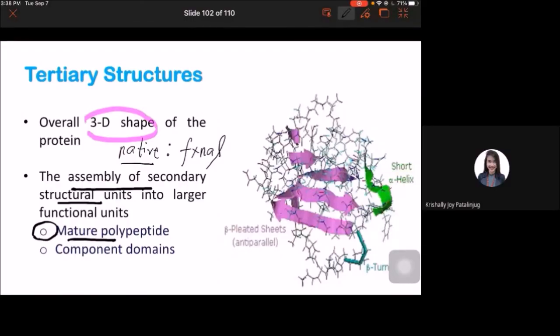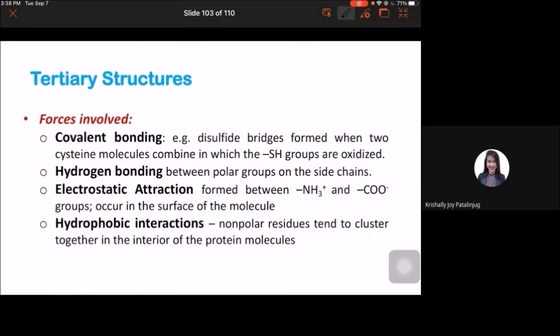and composed of domains already. Now I mentioned earlier that tertiary structures are already functional proteins. Since they are functional, we can observe certain forces of attraction, bonds, that can form in a tertiary structure of a protein.